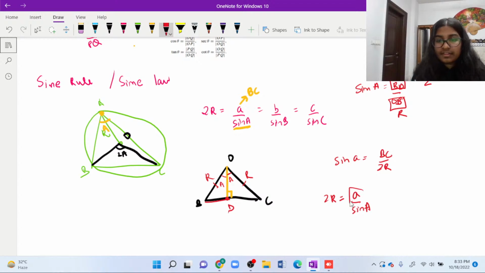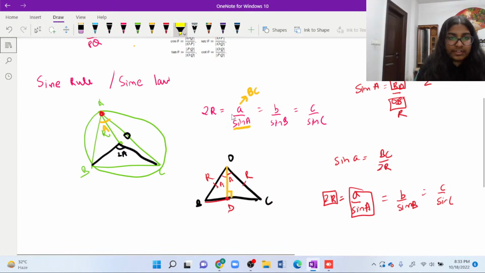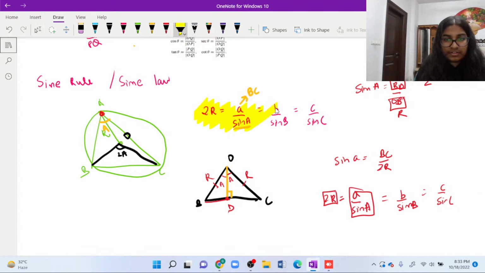And since this only depends on A, and 2R is not biased towards A, B or C, we can say by symmetry that it is also b by sine B, which is also c by sine C. So this is called the sine rule.